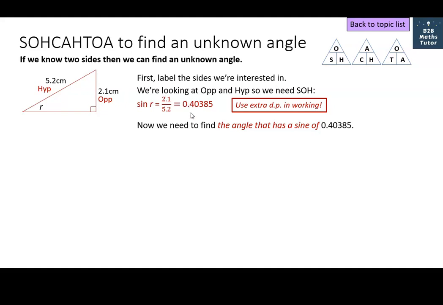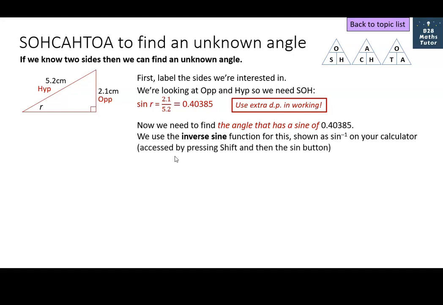And to do that, you need to use the inverse sine function on your calculator. If you look above the sine button, you'll see little letters saying sine to the -1. That's the inverse sine function. So you press the shift button and then the sine button. So R is inverse sine, shift and sine on your calculator. Put 0.40385 in your brackets and it gives you 23.8 degrees.